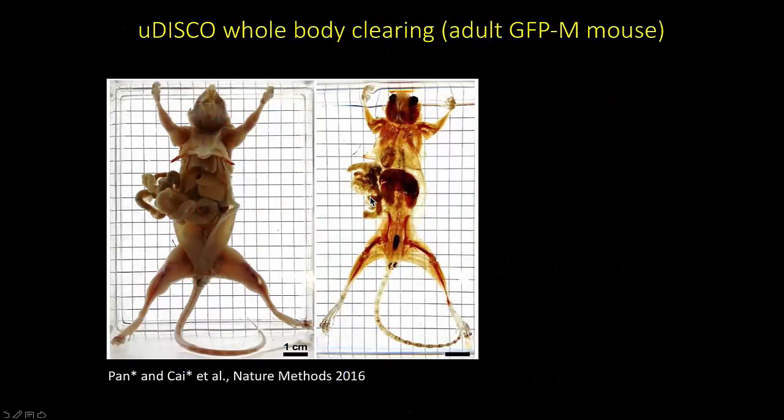And here is now a view of the whole body of a mouse after uDISCO clearing. This is a GFP-M mouse. You can see that the clearing is nice throughout all the tissues, and you can also appreciate how the volume is really reduced. As I mentioned, the bones are not really shrinking. Therefore, the mouse has more or less similar length, but the volume is now about a half or a third.